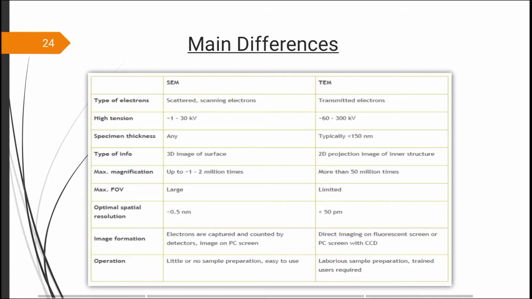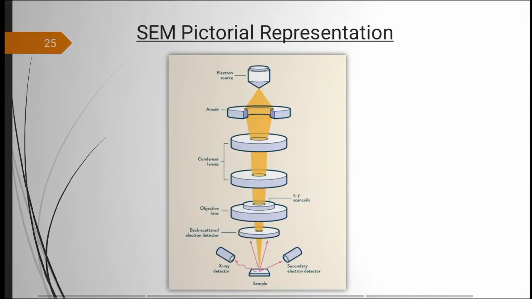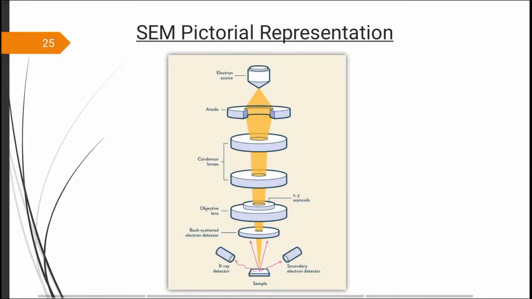So that is all about this table, and in the next slide I am going to show the pictorial representation of this SEM, as you can see. So from this image itself we can understand the main difference of a SEM and a TEM. On the next slide I will also show the pictorial representation of the TEM. So first let me explain this figure.